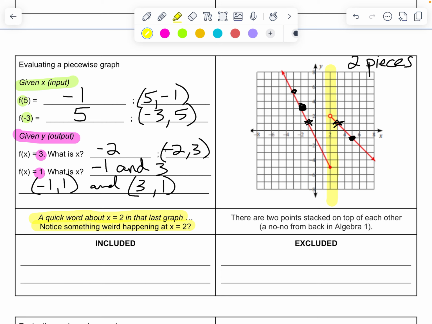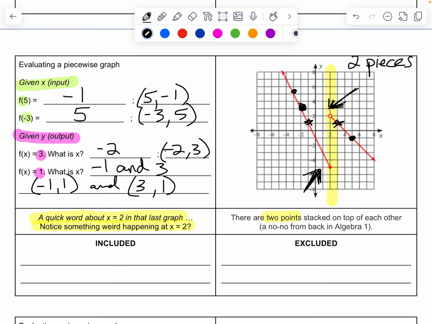And you might have noticed that there are, in fact, 2 points stacked on top of each other, which we know from Algebra 1 was not something we could have. Maybe you remember something called the vertical line test. So I'm going to draw some quick arrows here just to show you where those 2 points are located. And there is specific vocabulary for each.